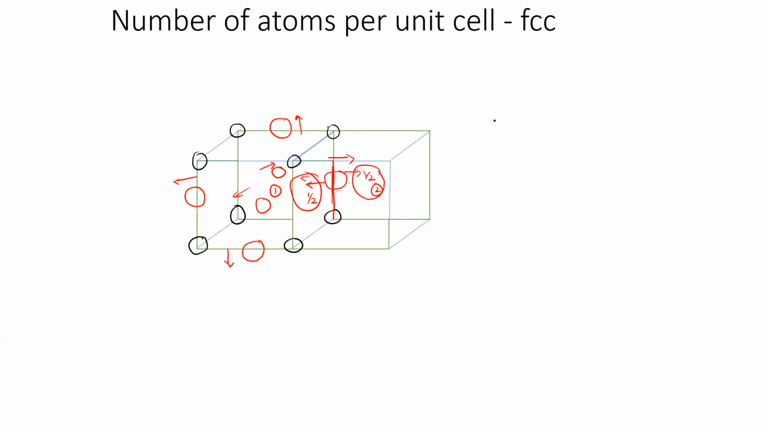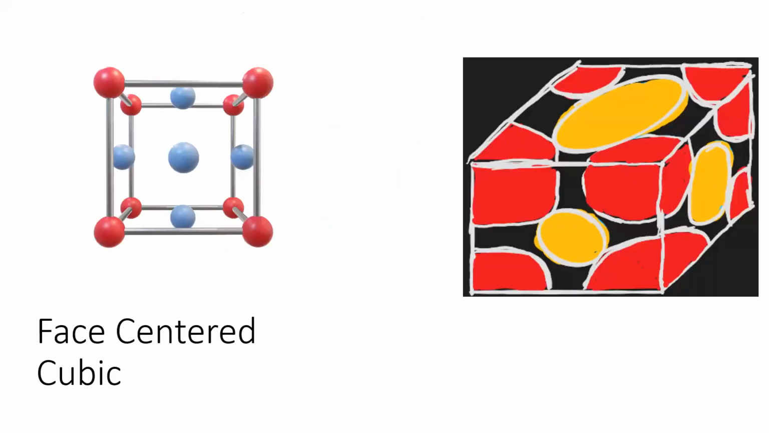So 8 corner atoms are there. One corner atom contribution is 1 by 8. Plus, totally for a single unit cell, how many face-centered atoms? 6 face-centered atoms. Am I right? Into one face-centered atom contribution for this particular unit cell, what? 1 by 2. So totally this is 1 and 3. So totally 4 atoms per unit cell. For a face-centered cubic unit cell, 4 atoms per unit cell.